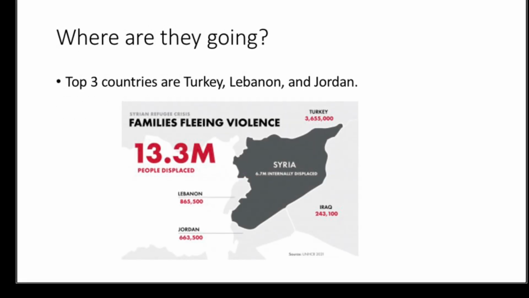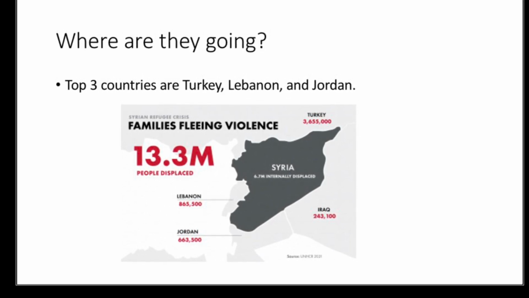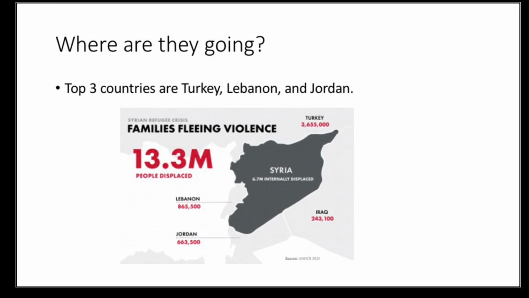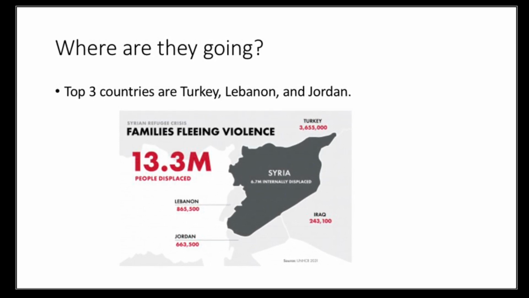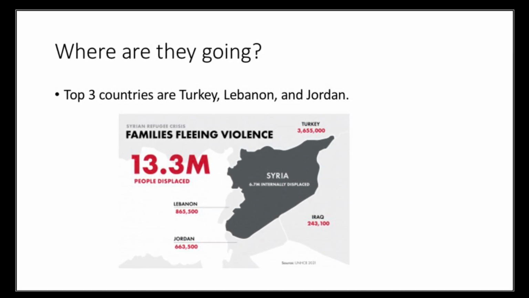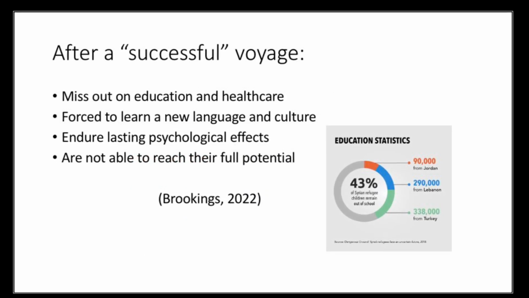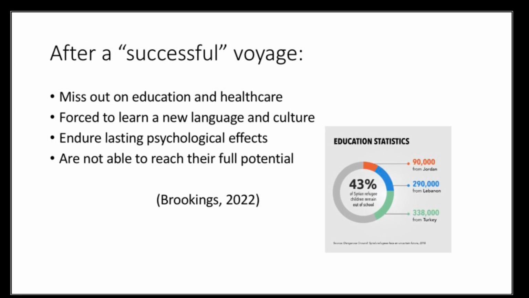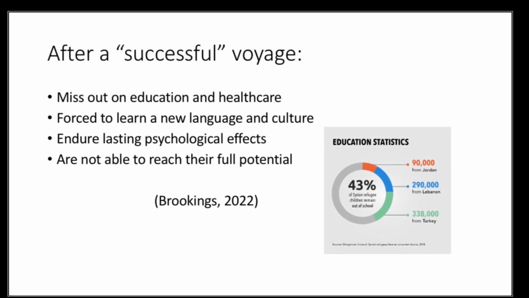So the refugees leaving Syria are going to 3 main places, which is Turkey, Lebanon, and Jordan, with a total of 3.3 million displaced refugees. And we'll talk about why Jordan is one of the main concerns, even though they're the third most popular place to go for these refugees. So even on a quote-unquote successful voyage, once they've arrived in any of these 3 countries, they are very susceptible to missing out on education and health care because they are not citizens of these countries.